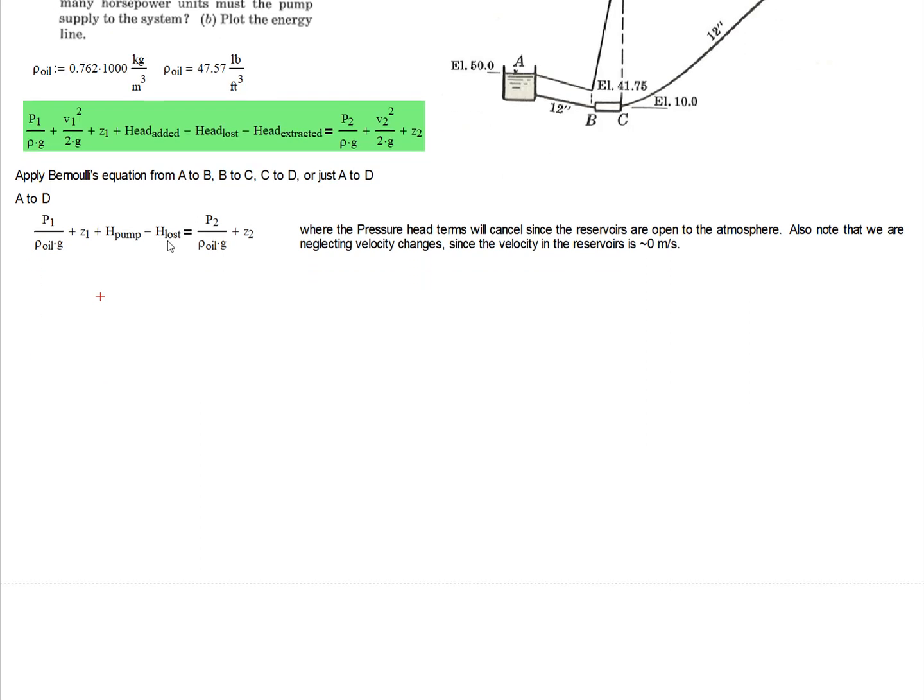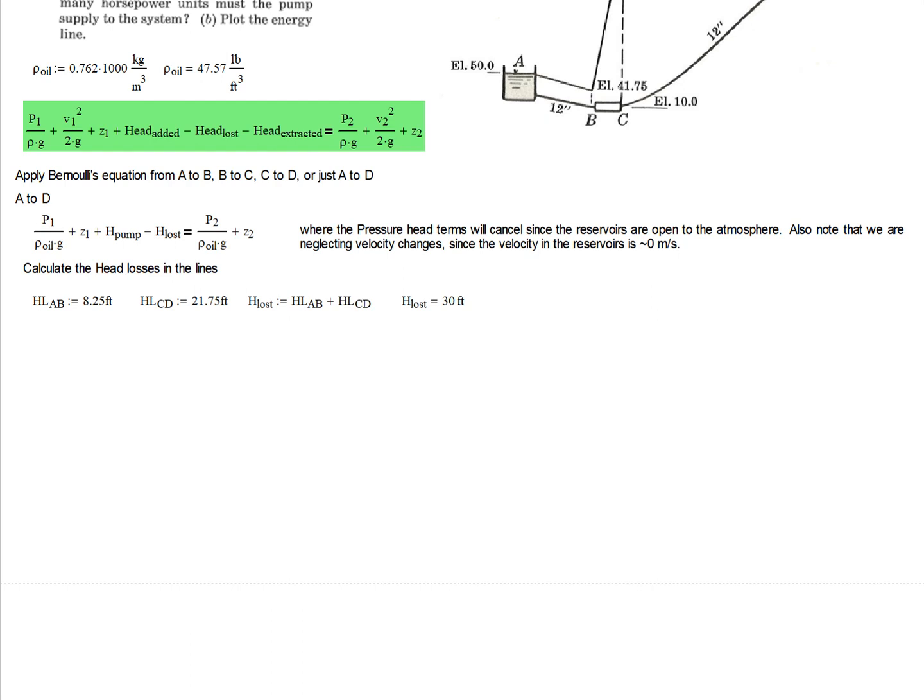Now, the losses were given for each of the pipe sections, and so we need to include the total losses. That's just a summation of the individual losses in these different sections of the pipe, and that is a head loss of 30 feet.